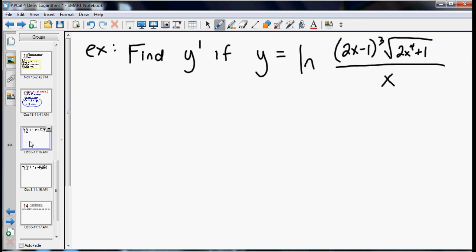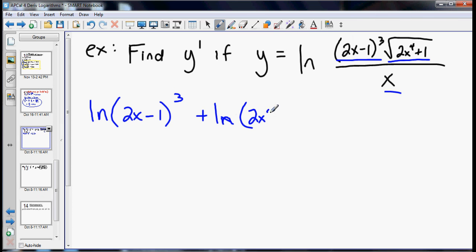So here, I'm going to split it into three different logarithms because I have three pieces. I have 2x minus 1 cubed, the square root of 2x to the fourth plus 1, and the x in the denominator. So first, I'll do the natural log of 2x minus 1 cubed. Then I'm multiplying that by the square root of 2x to the fourth plus 1. And I'm going to go ahead and rewrite that square root as an exponent of 1/2.